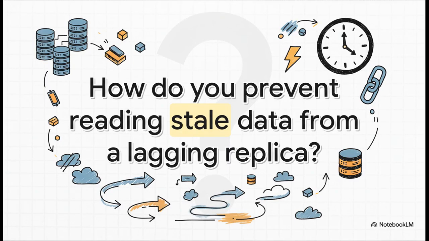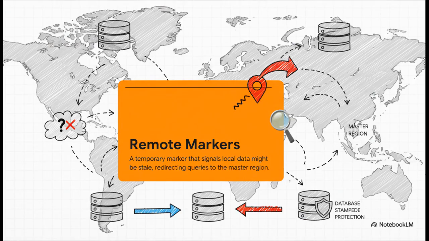I mean, how do you stop a user in Europe from reading old, stale data from their local cache, just because the update from the US hasn't physically arrived at their local database yet? And the solution is another one of these wonderfully elegant tricks. They call them remote markers. When data is written in the US, a tiny little marker is immediately set in the European cache. If a server in Europe sees this marker, it's basically a little warning flag that says, hey, careful, the data you're about to read from your local database might be stale. To be safe, you should go ask the master database in the US directly.